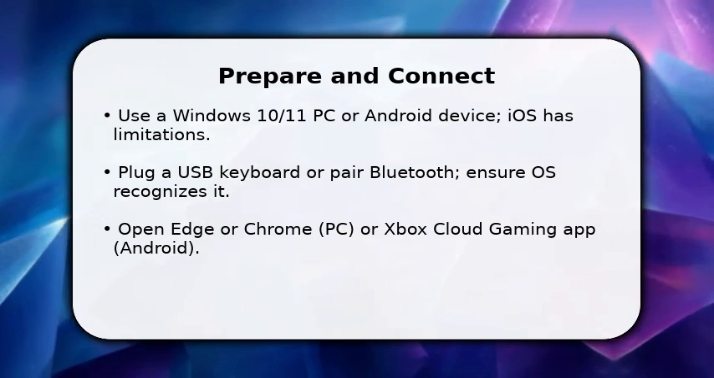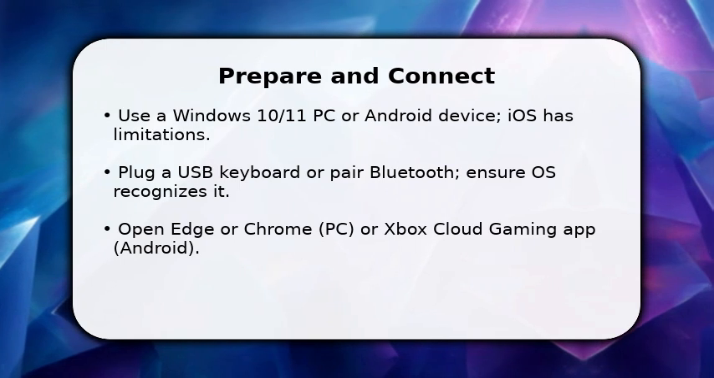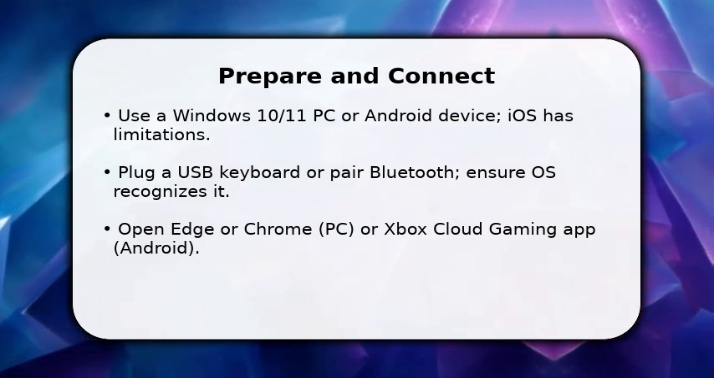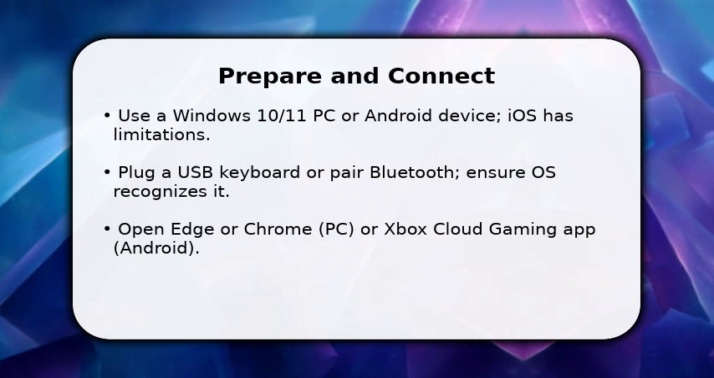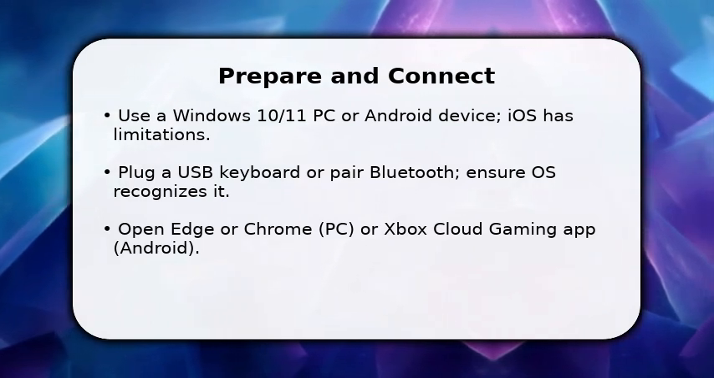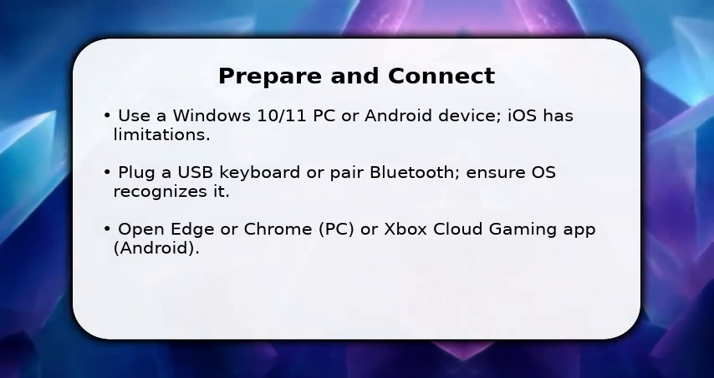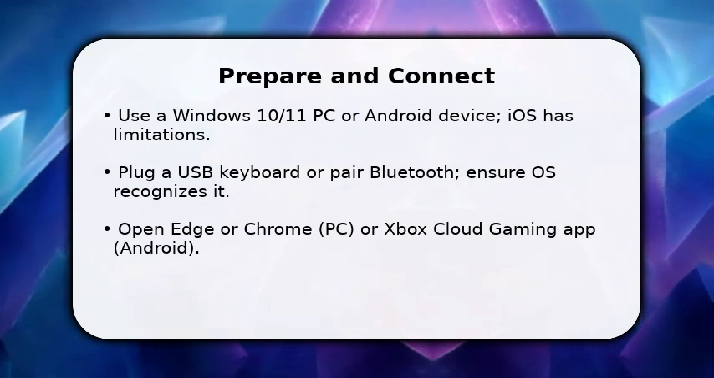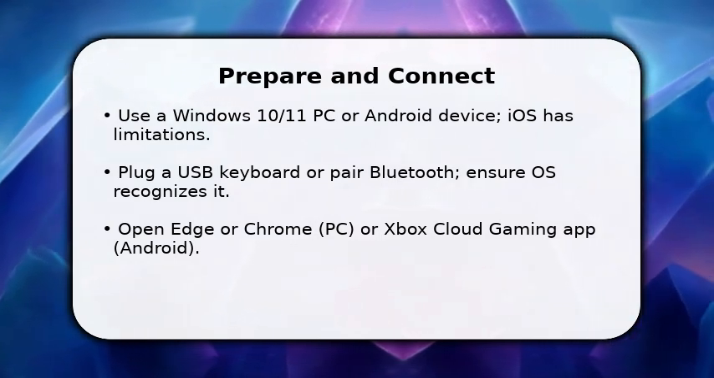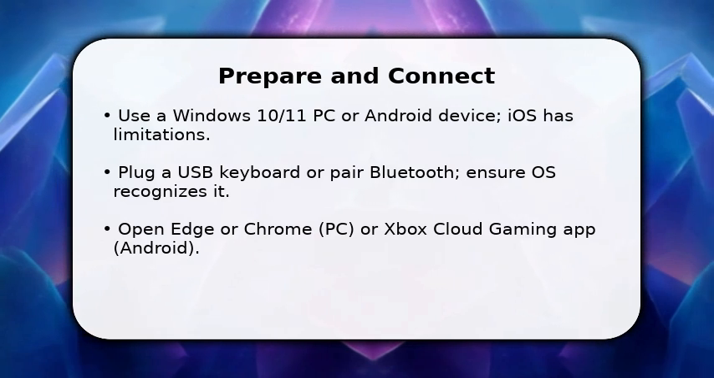Open the Xbox Cloud Gaming page in Edge or Chrome on PC, or launch the Xbox Cloud Gaming app on Android and sign in. Once done, choose any cloud game. Don't click into controls yet. This immediate setup avoids later interruptions and prepares the session for the keyboard to register.